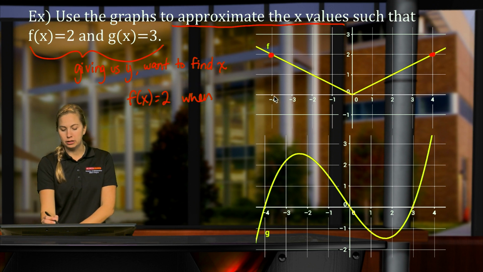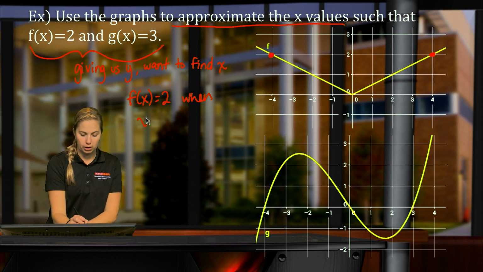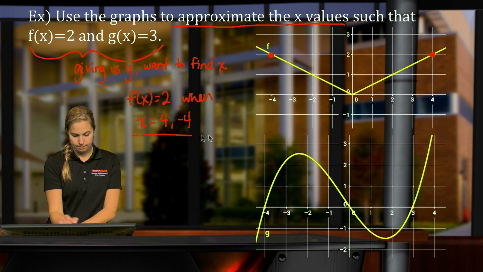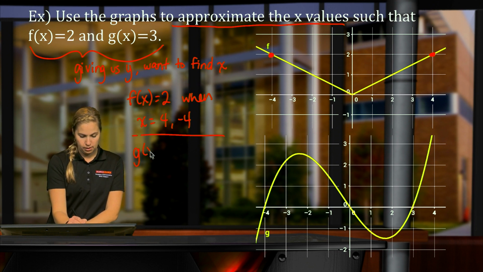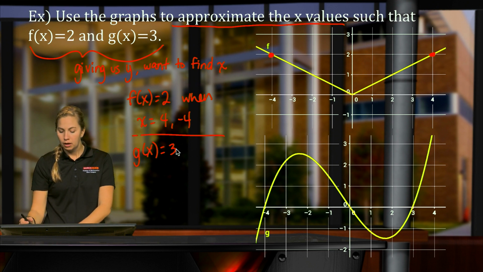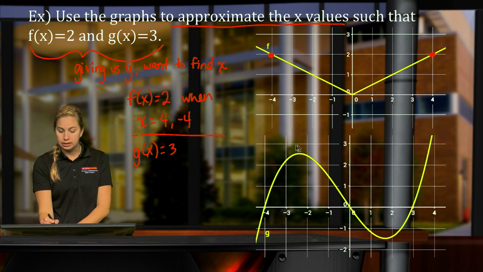What are the x values for this? One of them is -4, the other is +4. So we actually had two solutions there. For the next one, we want to find where does g of x equal 3. So again, we look at our y-axis for 3 because 3 is our y value, and we go across to find the points that intersect the graph.